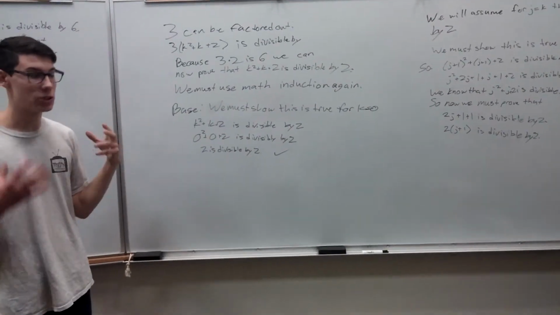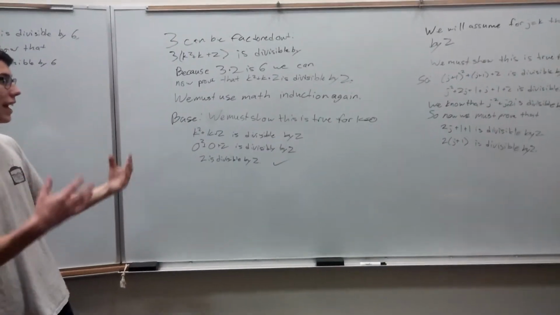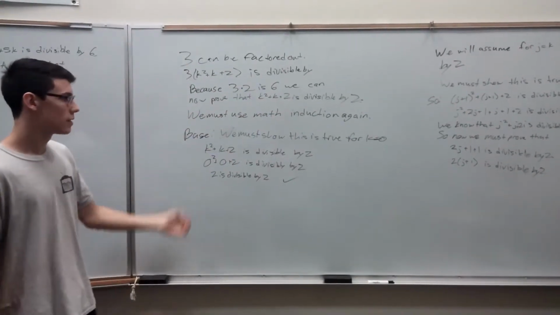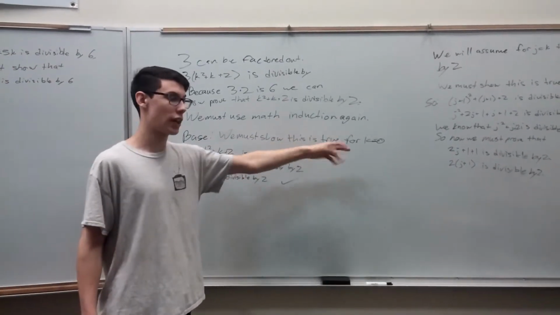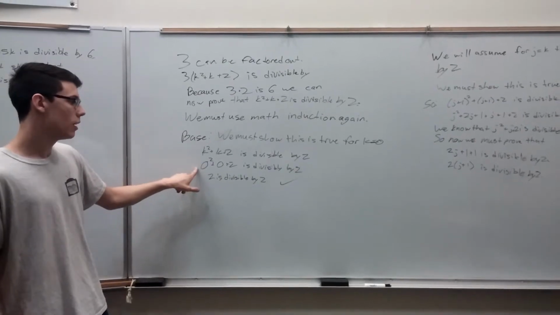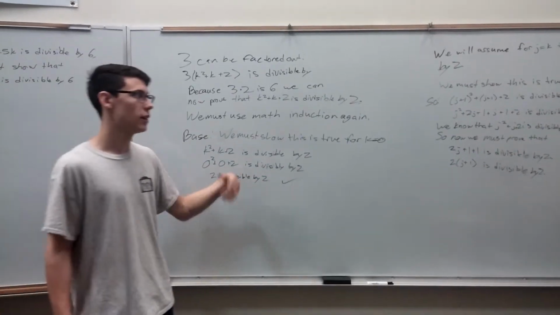Now we have to do math induction again. So we have to do it again for the k squared plus k plus 2. So we must show that it's true for k equals 0, which we can do because we just substitute in the 0, which becomes 2 is divisible by 2, and that works.